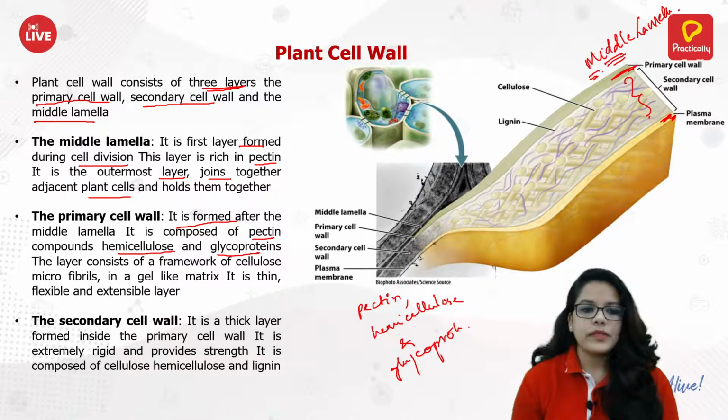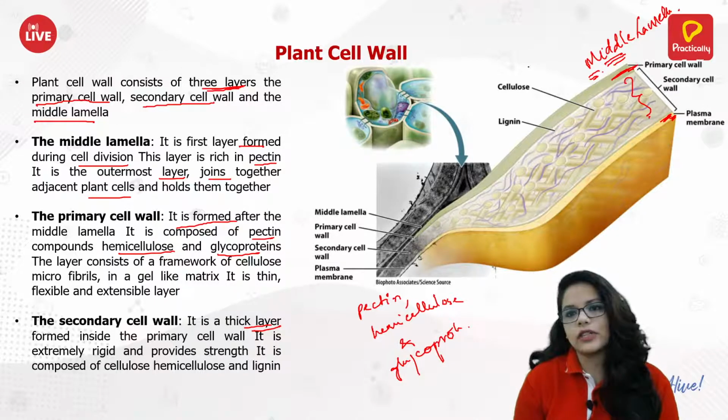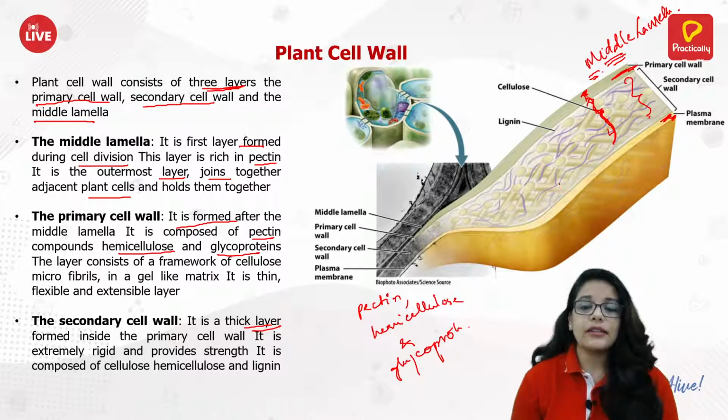After that is the secondary cell wall. Now this is the thicker layer. See, here you can actually see it is a thick layer. The primary cell wall is actually very thin. Here you can see that the secondary cell wall is the thicker layer, and it is extremely rigid. The secondary cell wall is the one which provides the rigidity.